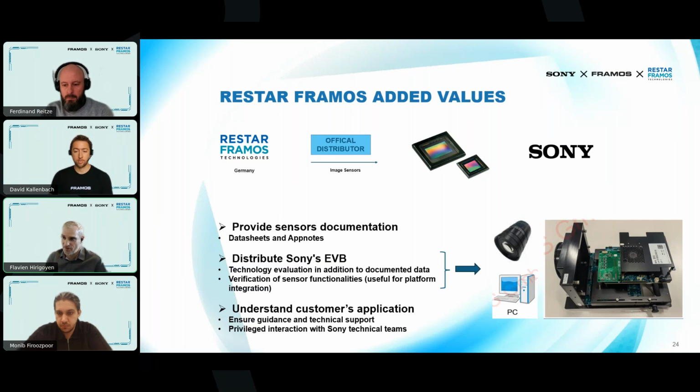And finally, we understand customers' applications. That means that we have a privileged interaction with the Sony team, in particular with Monib, and as well with the technical support team of Sony, with whom we are really working very close all together. And so we can ensure a proper interaction between the customer and Sony team in order to really find the correct functionality of the sensor, which is suited to the final customer application.